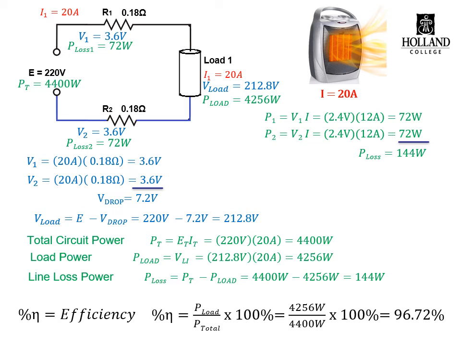Again, these are more practical problems where we're actually looking at our voltage drop due to our wire resistance, the line losses due to the wires or feeder wires dissipating heat, and then how that all impacts our output voltage and power.